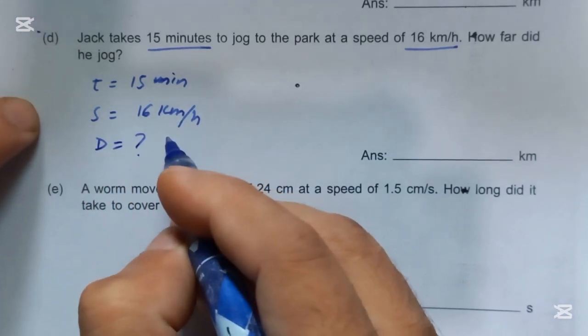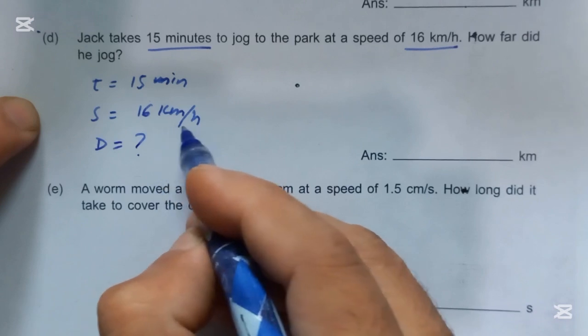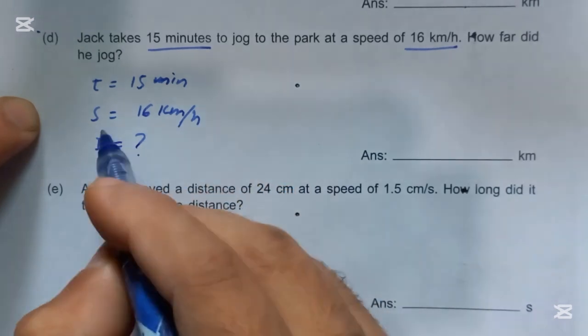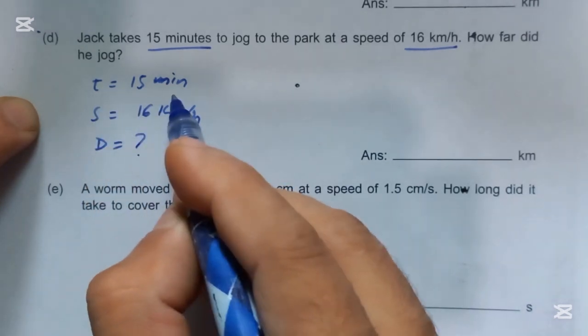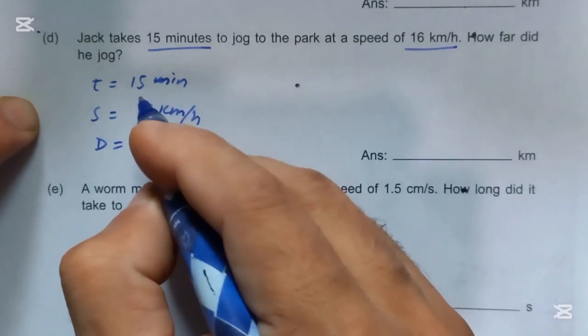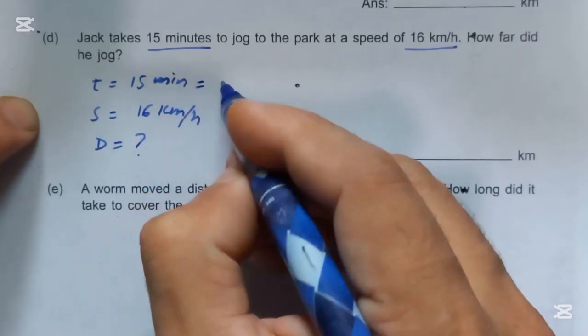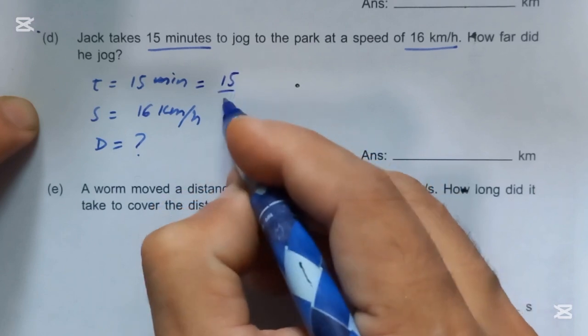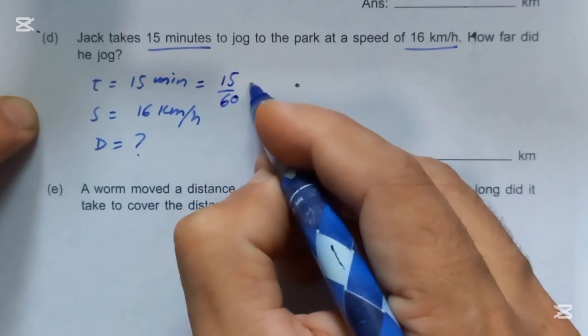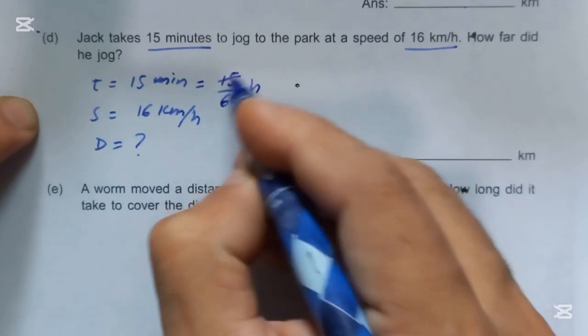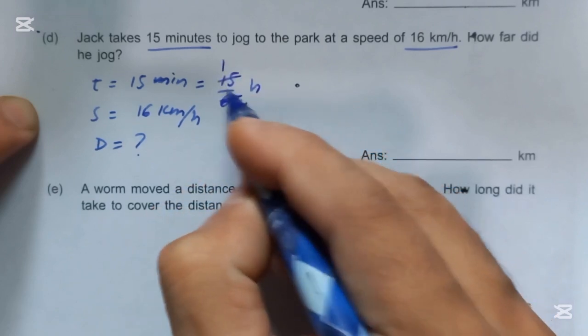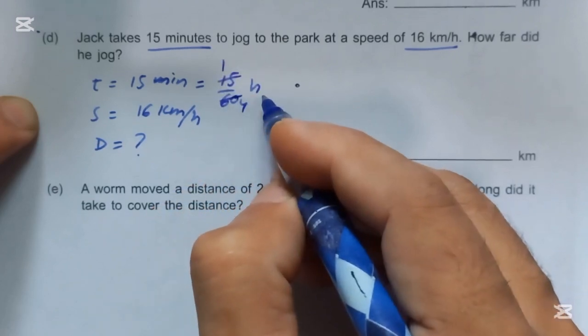In this question, the only thing is that the units are different. Kilometer per hour is the unit of the speed given, and time is given in minutes. So first we will convert the time into hours. So 15 by 60, because in 1 hour we have 60 minutes. So 15 ones are 15, and 15 fours are 60. So 1 by 4 hour is the time.